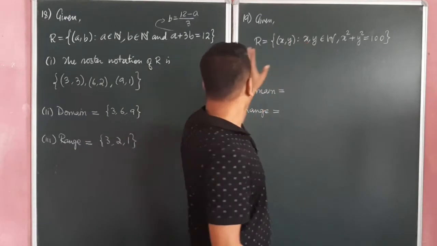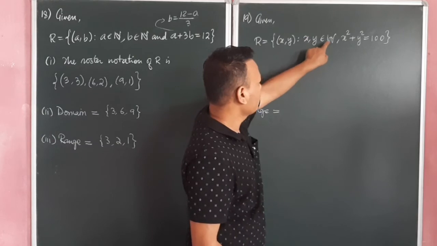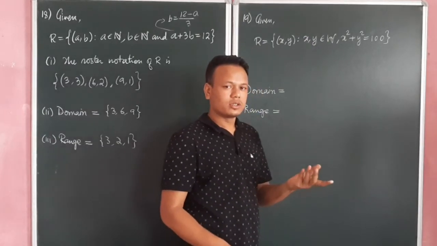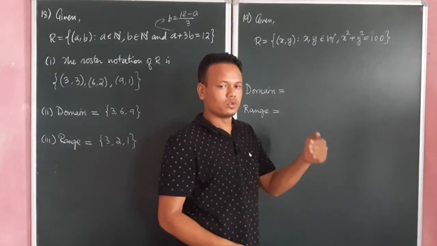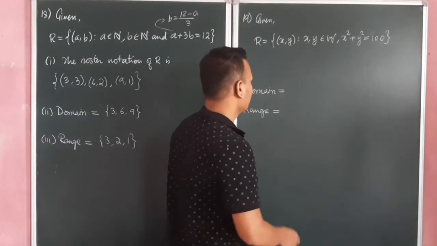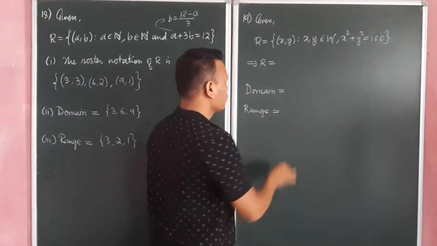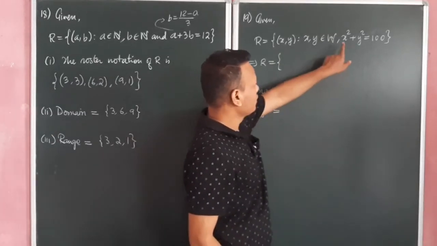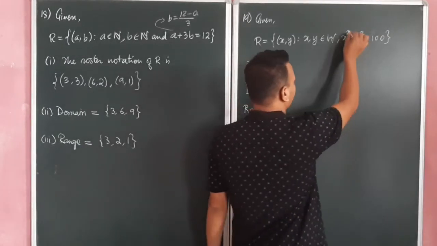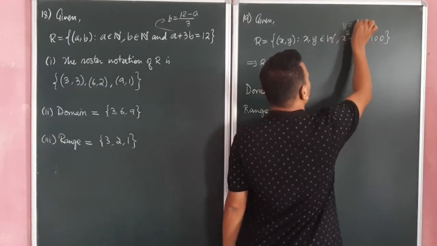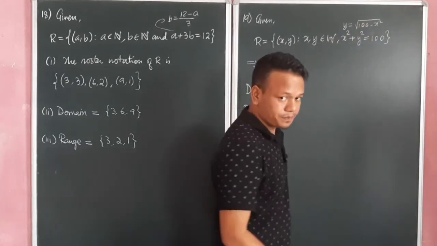So here this time, see here it was given that A and B were natural numbers, but this time x and y both are whole numbers. So it is also like natural numbers, but we have to include 0 as well. So whole numbers start with 0, 1, 2, 3, 4 and it continues. Okay, so this means that R will be, okay, so the first one, so we see that here x square plus y square is 100, right? So let me write y will be equal to, from here, square root of 100 minus x square, isn't it? Yes.